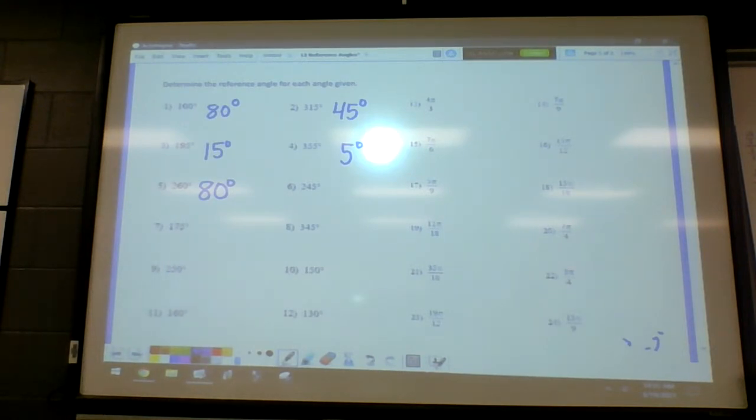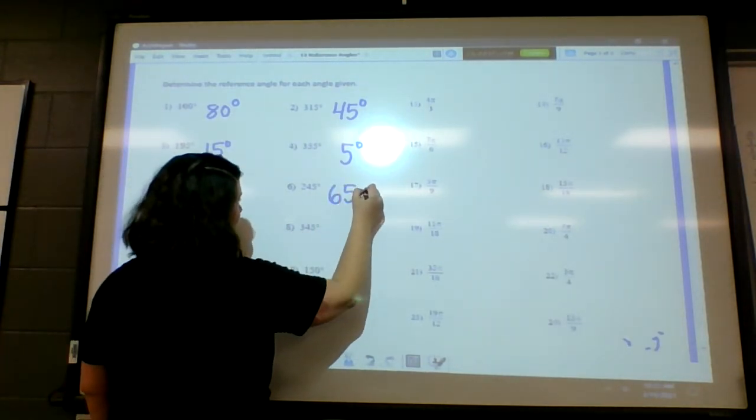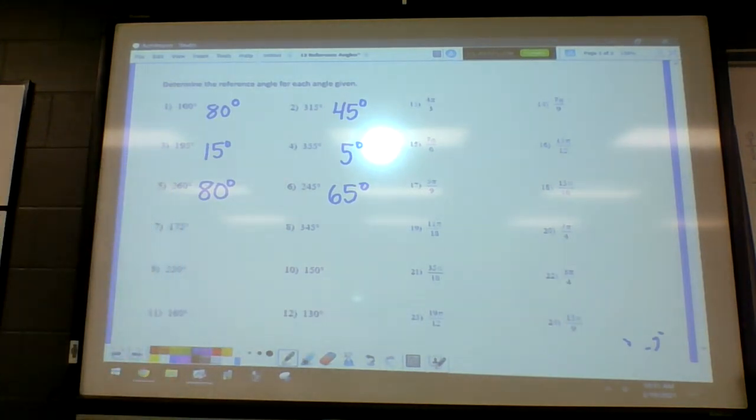245. What quadrant is 245 in? The third. And so in the third quadrant, you're trying to get it back to 180. So how much do you have to take off to get back? 65. What do you think? Yes, no, maybe? How are you feeling about those? Good. Do you want to do some more examples, or are you okay with those so far? But we're going to. All right.